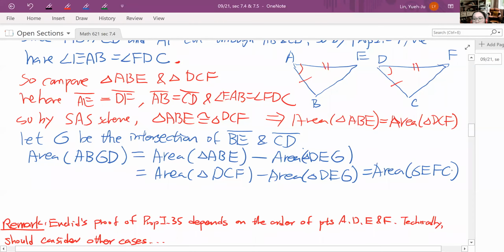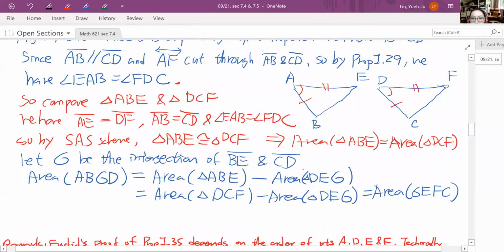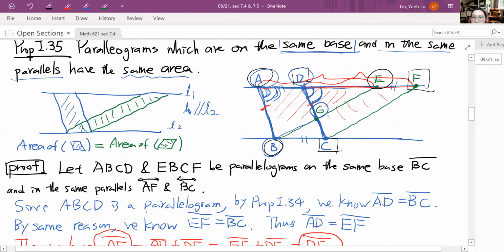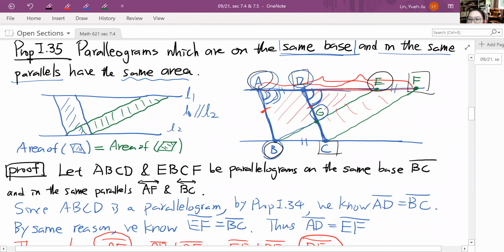Okay, so what I want to do is, if you go back and look at the picture here, triangles ABE and DCF, we already know the areas are the same because they're congruent. So if we subtract the middle overlapping triangle, which is DEG, then the remaining part is some four-sided shape. ADGB is going to be the same as CGEF, okay?